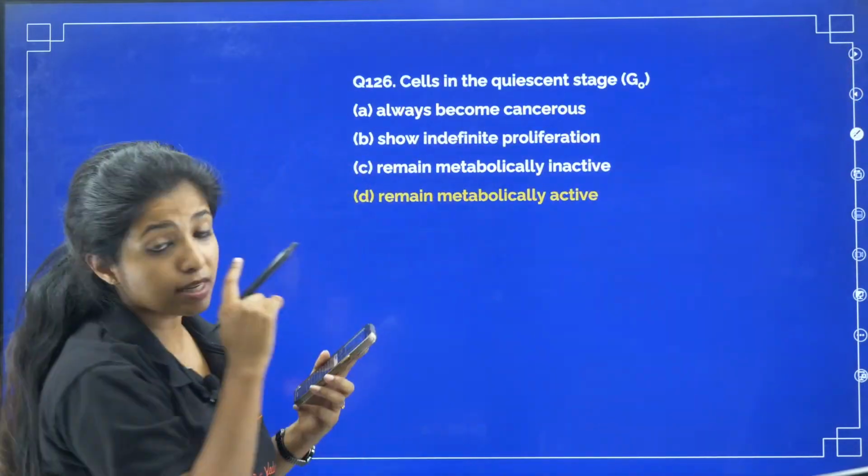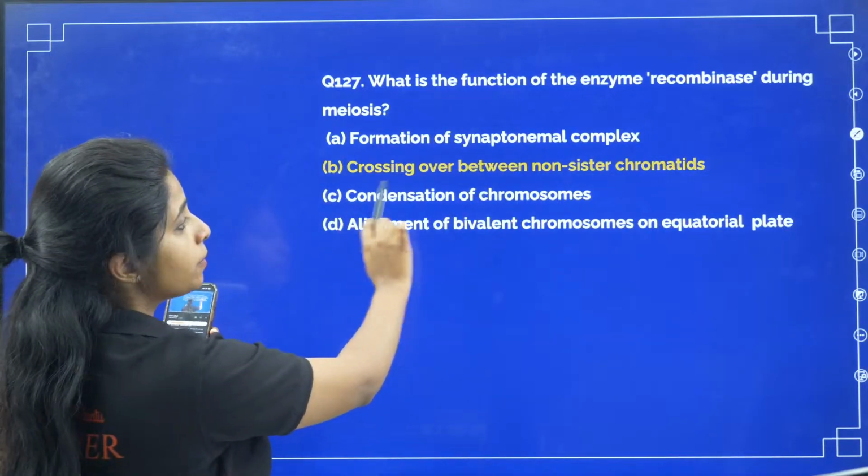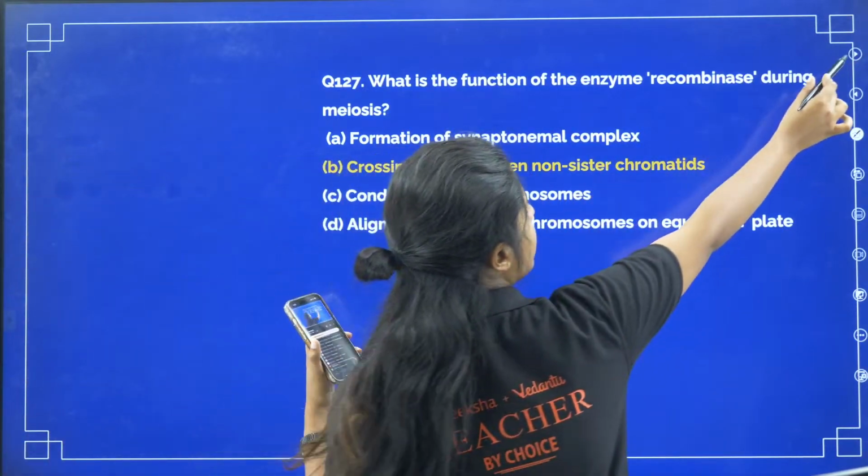Now, cells in the quiescent stage, my dear children, they remain metabolically active. Now, what is the function of the enzyme recombinase? It helps in crossing over between non-sister chromatids, not sister.